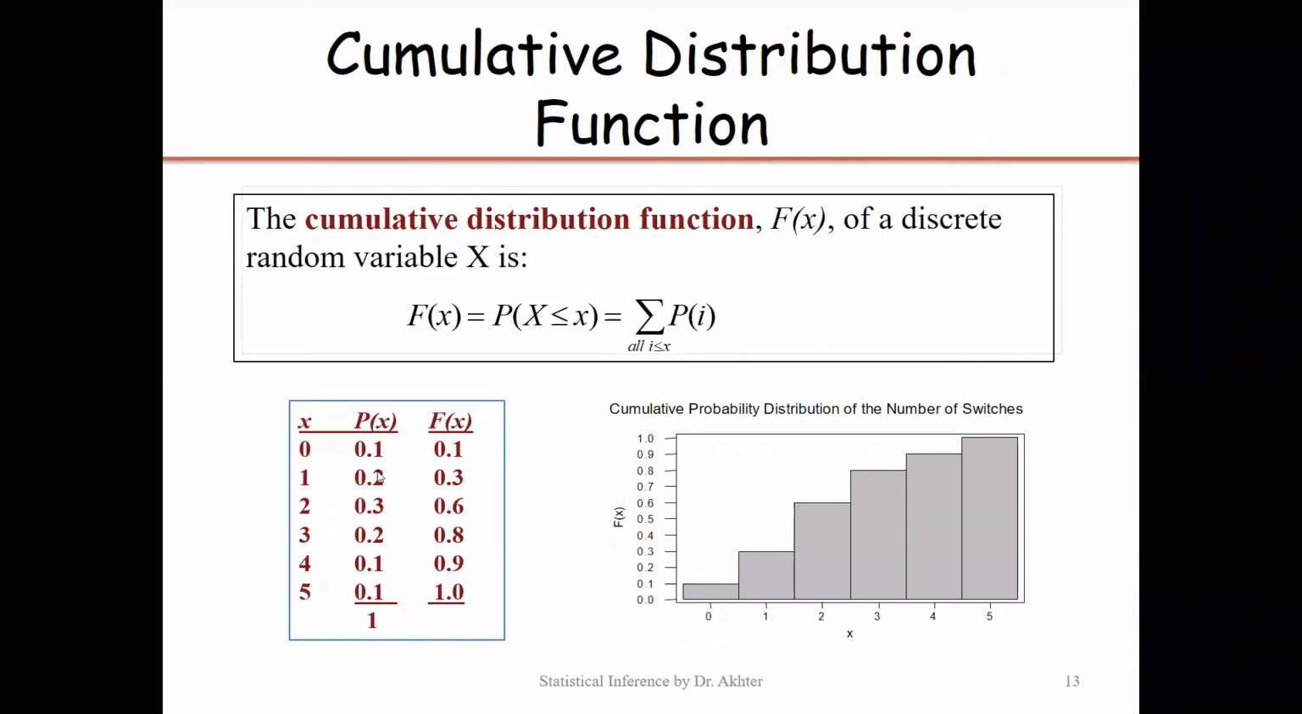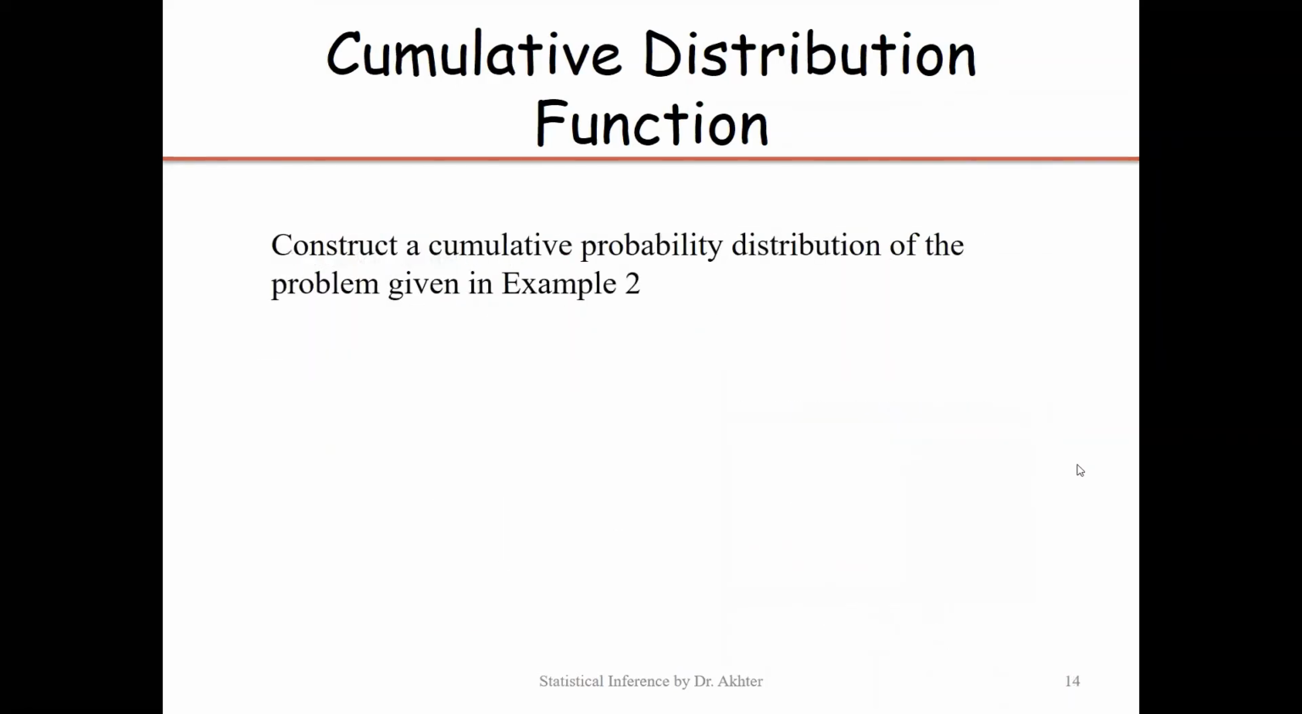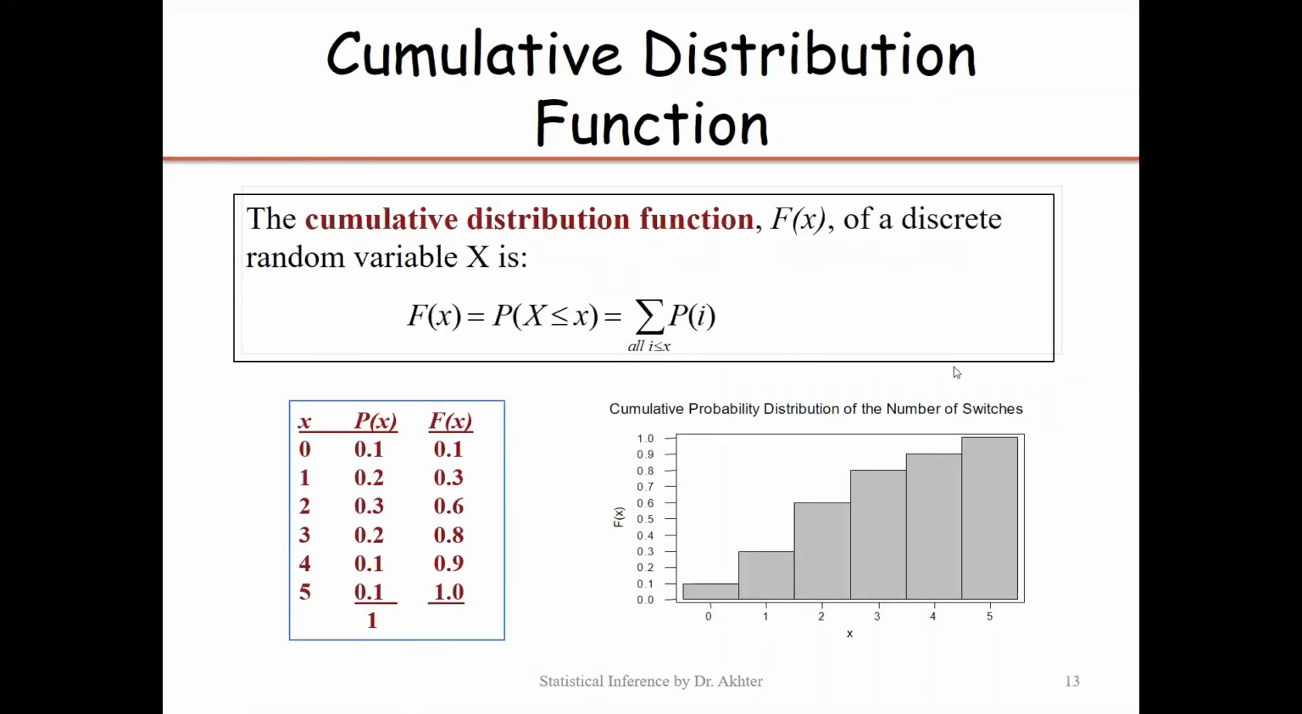If probabilities are 0.1, 0.2, 0.3, 0.2, 0.1, 0.1, then these are the cumulative probabilities. In the cumulative probability, the last value will always be 1. Construct a cumulative probability distribution of the problem number 2.